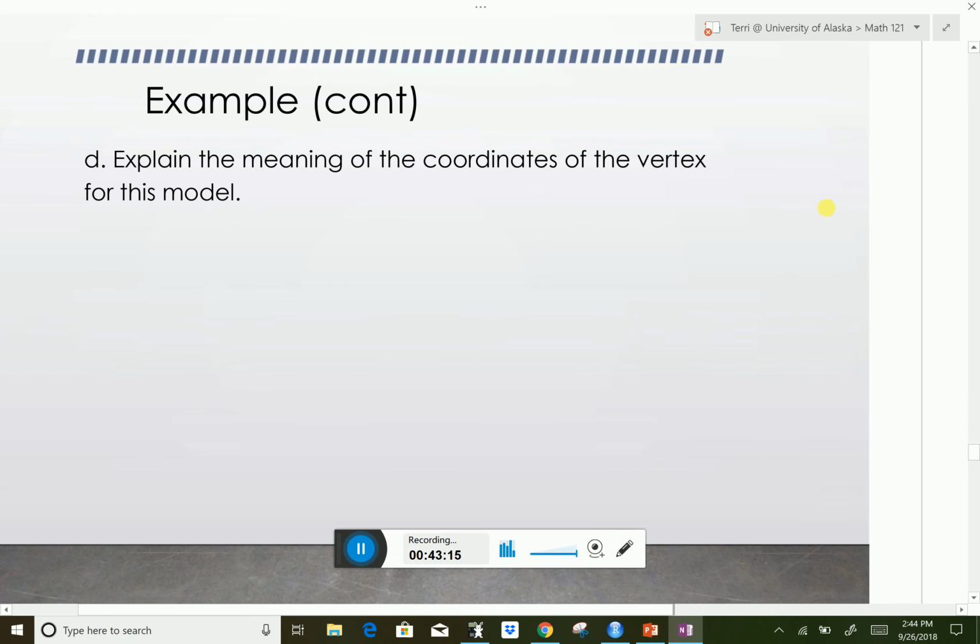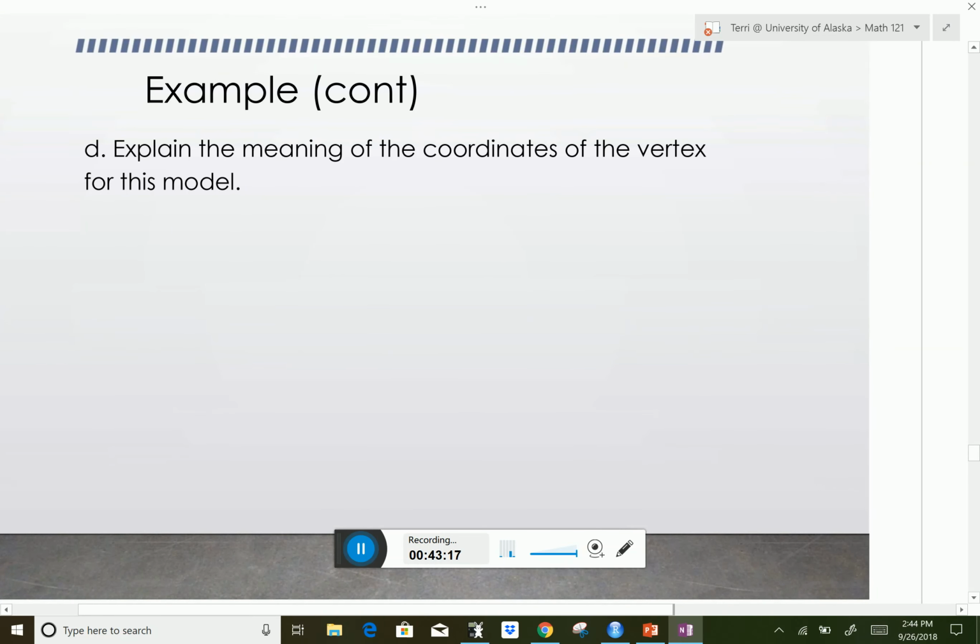So, what is the meaning of the coordinates of the vertex? Well, it hits maximum height at 1 second, and the max height that it hits is 16 feet.